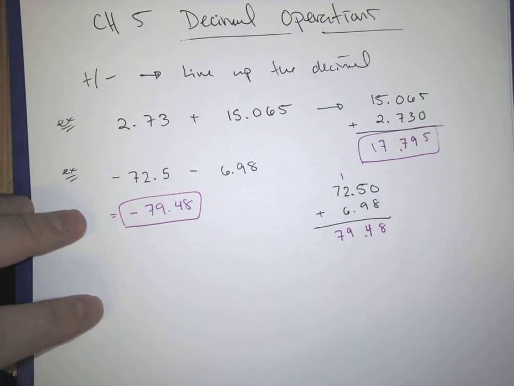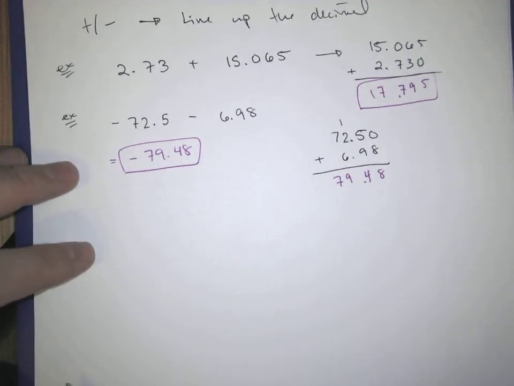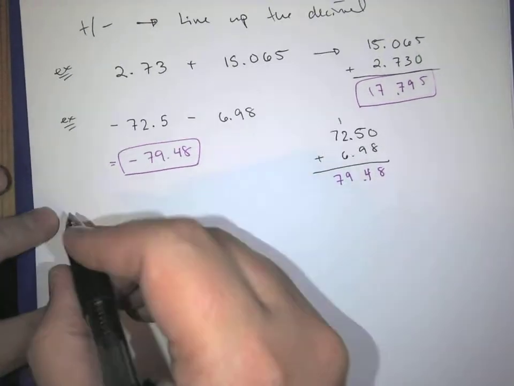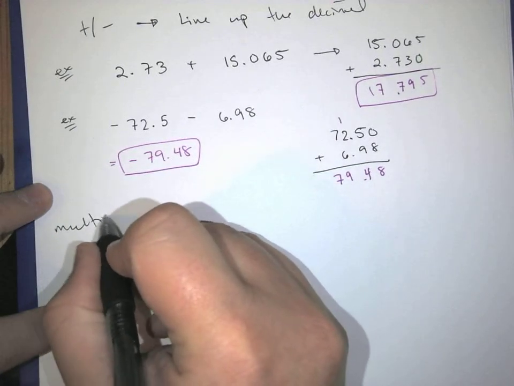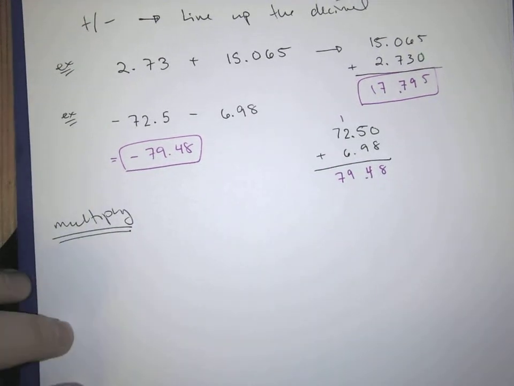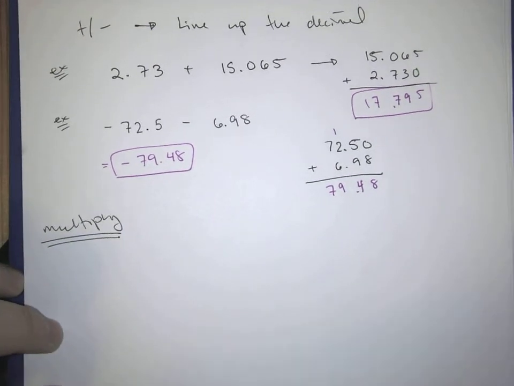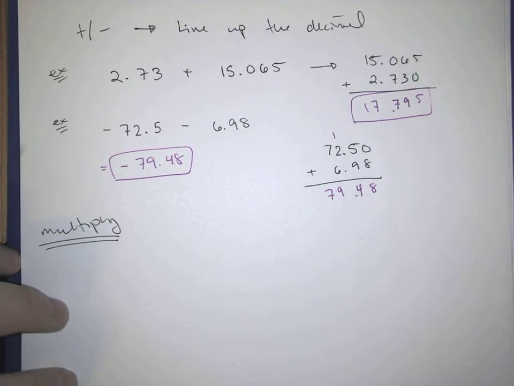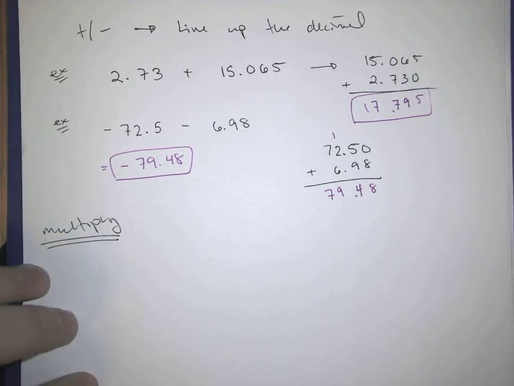So stack them, add them, get your stuff in sync, and go from there. Multiplication. You do not need to line up your decimals when you multiply. You are going to do, again, stacked multiplication. The classic, again.